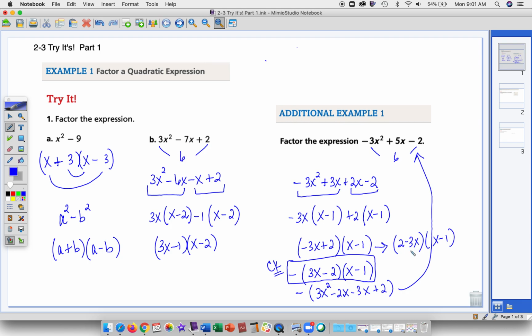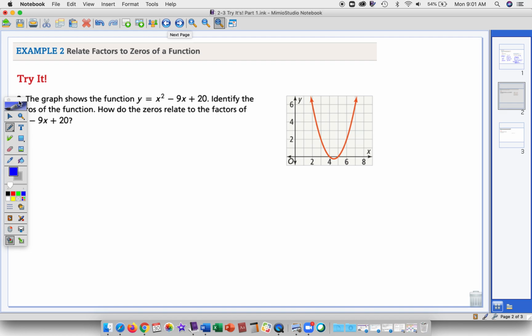And that would be okay too. When you redistribute, you're going to get that same expression back. Okay, on to example 2.